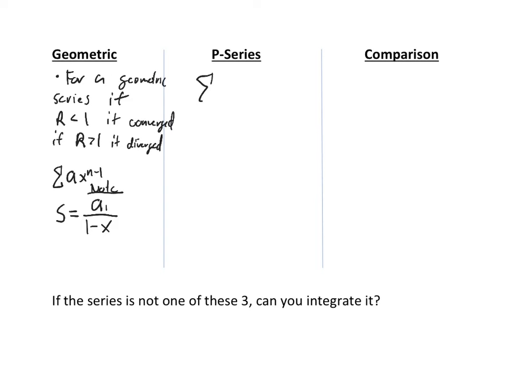A p-series. A p-series is going to be a series in the form 1 over n to the p. This is a super easy one to determine if it converges or diverges, because simply, if p is greater than 1, it converges.